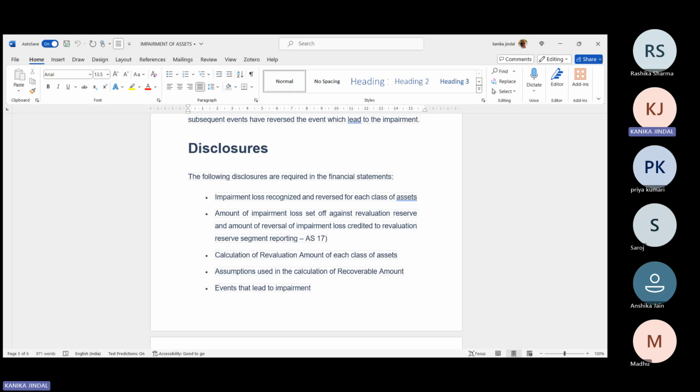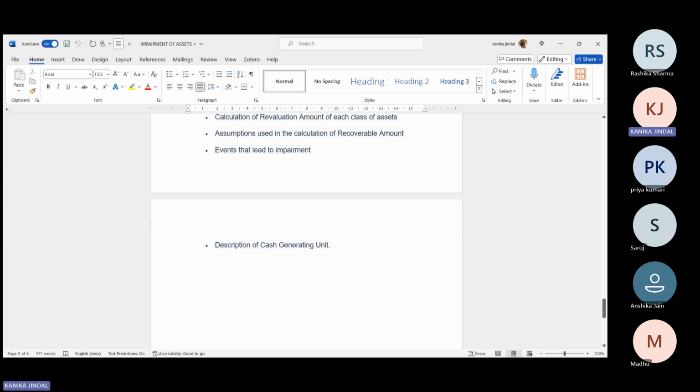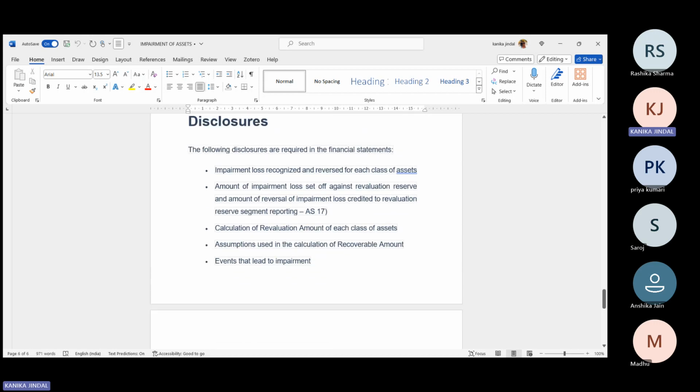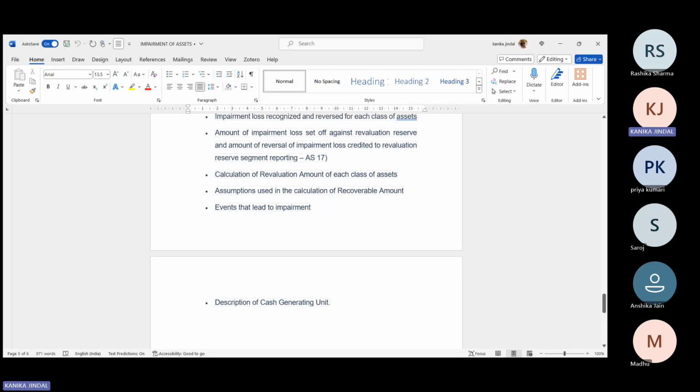Calculation of revaluation amount of each class of assets, assumptions used in calculation of recoverable amount, events that lead to impairment of assets, and description of cash generating units. So all these points are very important and should be disclosed in the financial statements of an enterprise. So this is all about impairment of assets. Is there any doubt, anyone? Please let me know. Have you understood the whole concept of impairment of assets?